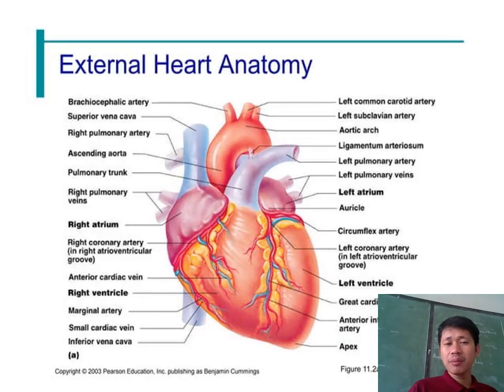Another diagram of the external heart anatomy. You can easily see there the left atrium, the atria, no? The left atrium, the right atrium, and the ventricles. The right ventricle and the left ventricle, and also the apex, which I mentioned a while ago that it is somehow tilted towards the left hip, no? Left hip or left chest.